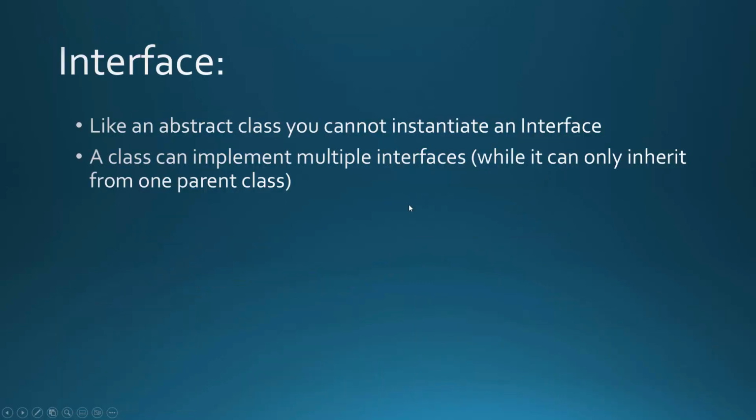A couple of other things to mention. An interface, like an abstract class, you cannot instantiate. And a class can implement multiple interfaces, while it can only inherit from one parent class. So you could have many different qualities shared by objects using different interfaces.